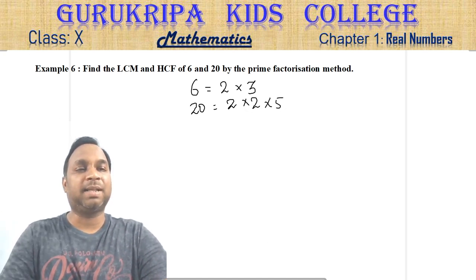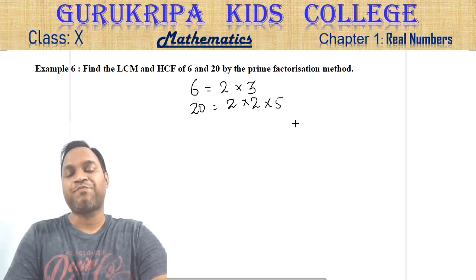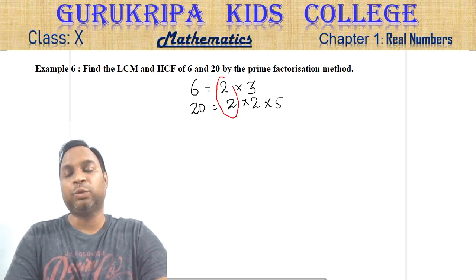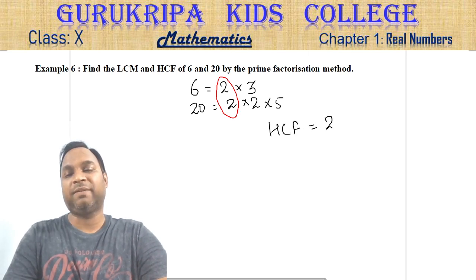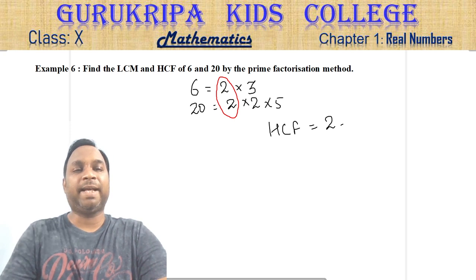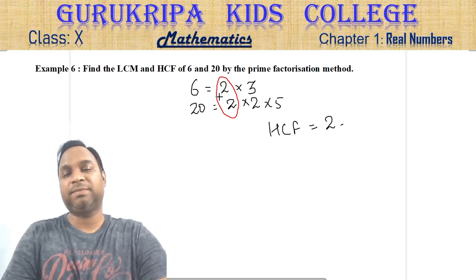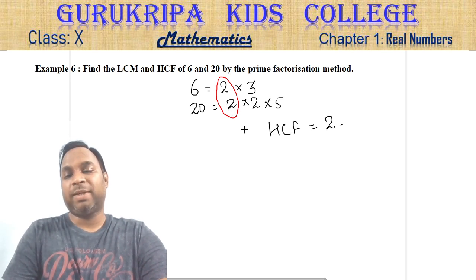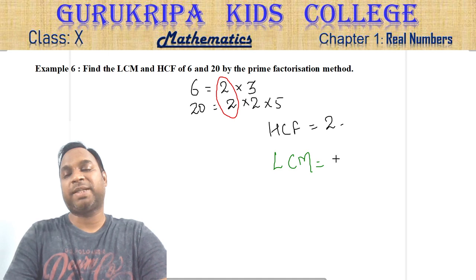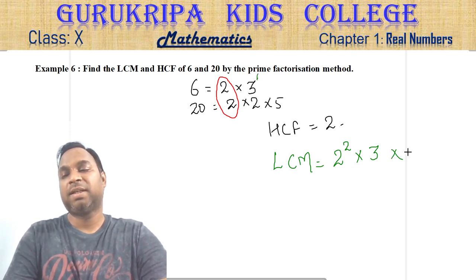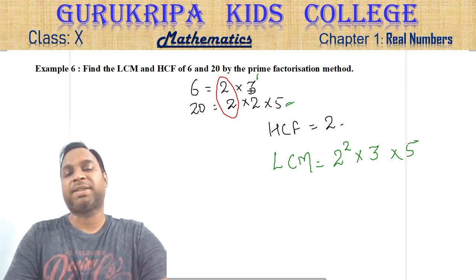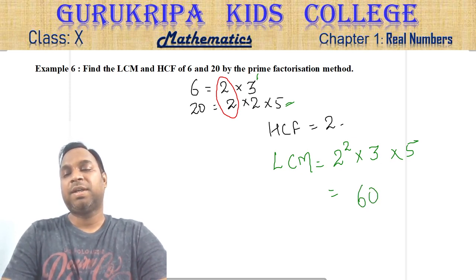What is HCF? I'll color the HCF in red. Whatever is common in these two will form the HCF. Common is 2 over here, so HCF is equal to 2. You already know these things, I am just revising it. And I'll color the LCM in green. What will be the LCM? We take the maximum number of times each prime is appearing. 2 is appearing twice, so 2 square. 3 is appearing once over here and 0 times over here, so 3 will be once. 5 is appearing once over here and it's not appearing in 6. So these three numbers will form the LCM. 4 into 3 is 12, into 5 is 60. 60 is the LCM.